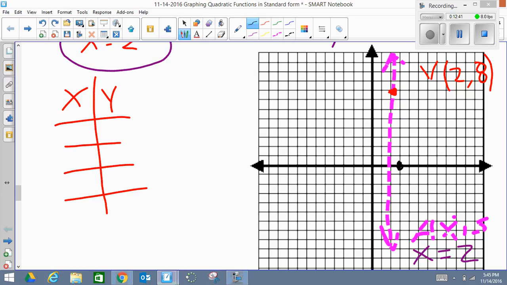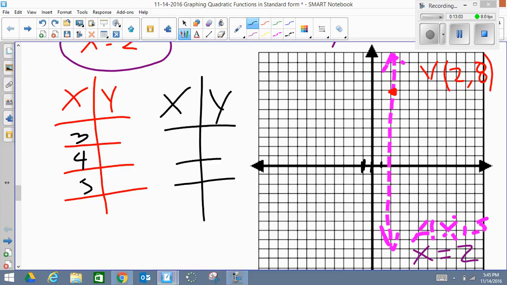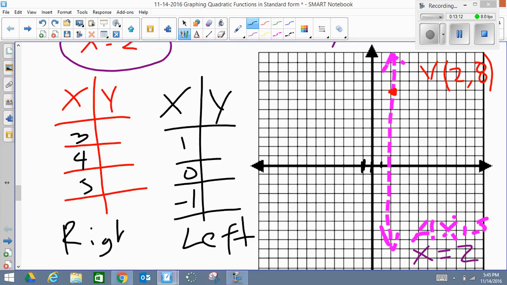I see that this is my axis of symmetry and it goes through 2. So I'm going to choose values to the right: 3, 4, and 5. Or you can choose values on the left side as well: 1, 0, and negative 1. This will be your left side, and this will be your right side.